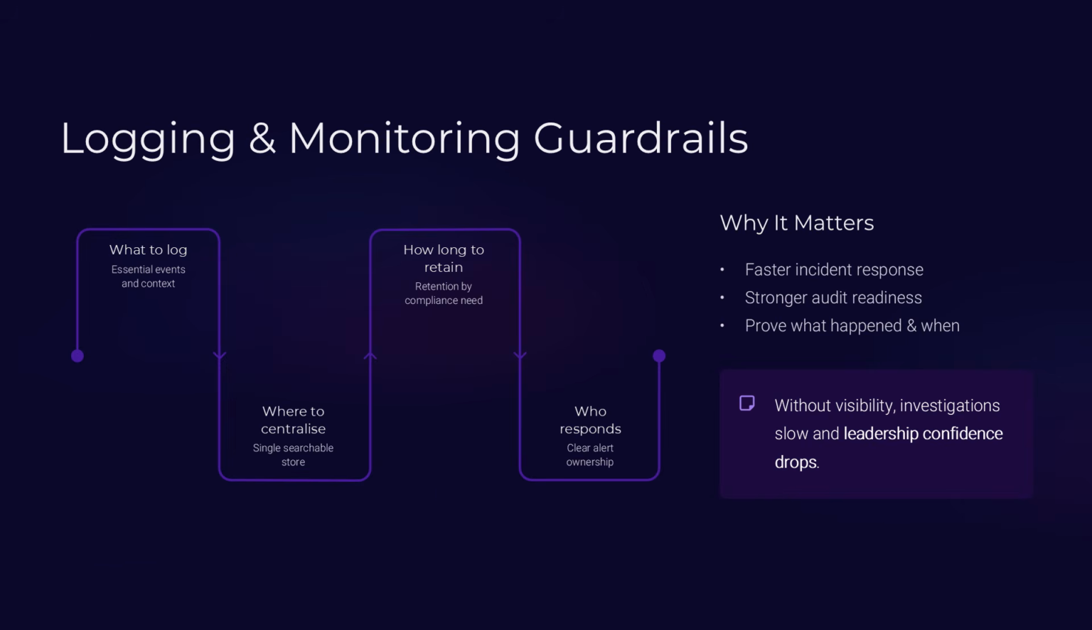With network guardrails clear, you now establish operational guardrails because you cannot protect or support what you cannot see. You define what must be logged, where it must be centralized, how long it must be retained, and who is responsible for responding to alerts. This creates predictable operations, faster incident response, and stronger audit readiness. When these guardrails are missing, investigations become slow and uncertain, and leadership confidence drops because you cannot prove what happened or how quickly you detected it.